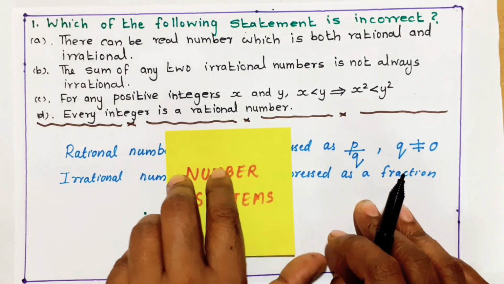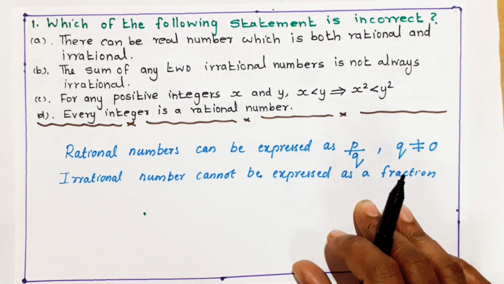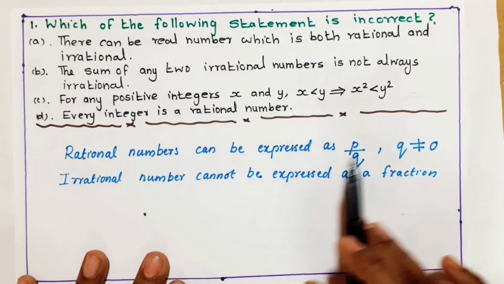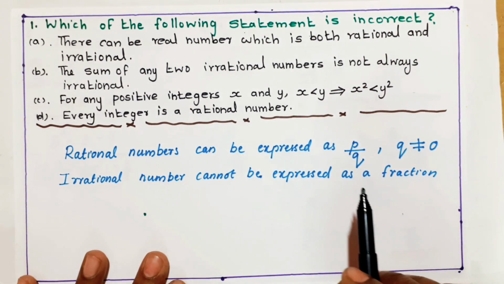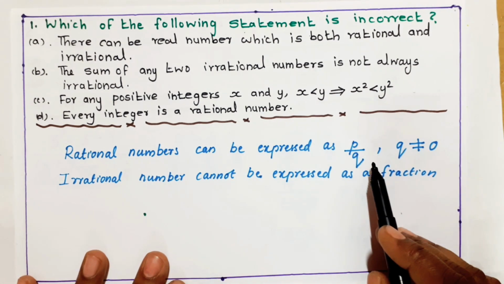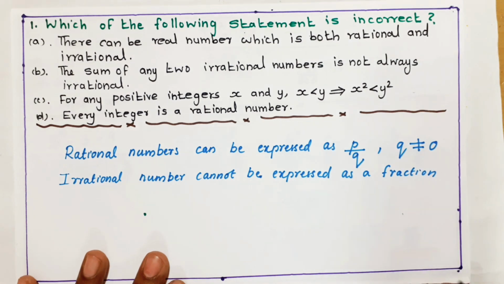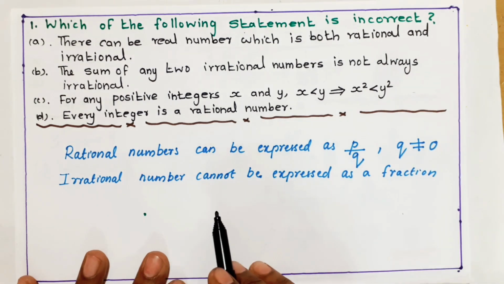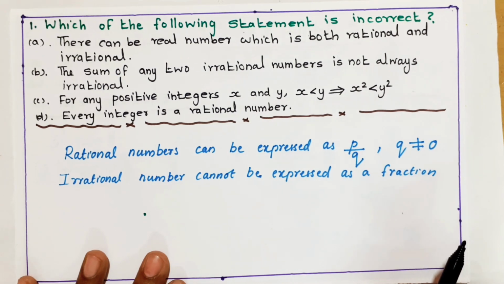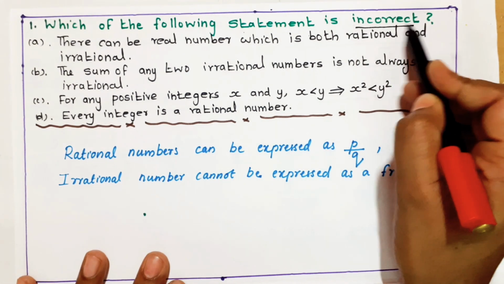Before going for the question, you should know what is called a rational number. Rational numbers are the numbers which can be expressed in the form of p by q, where q should not be equal to 0. But an irrational number means we cannot express it in the form of a fraction. They asked in the question which is incorrect.